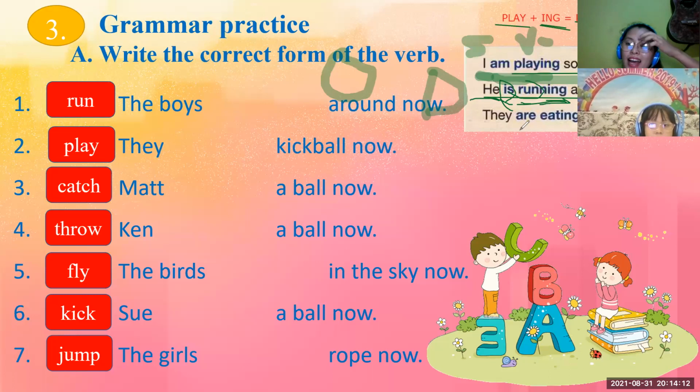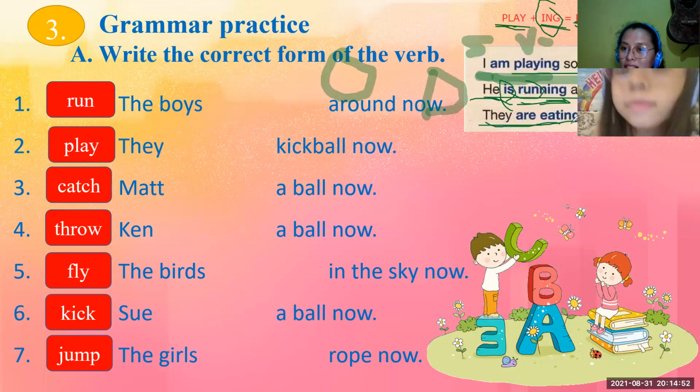Okay? Running. Yes. Next one, can you read it? What is ing? Ing, you will just add that to the verb. For example, you write play, and then you will put ing. Playing. Okay. Play plus ing is playing. Okay, do you understand now? Yes, I understand.